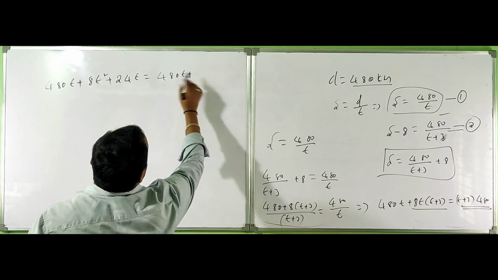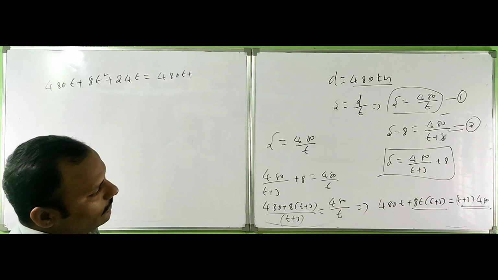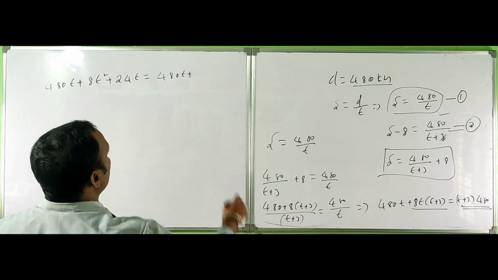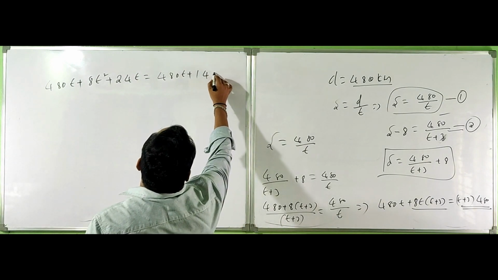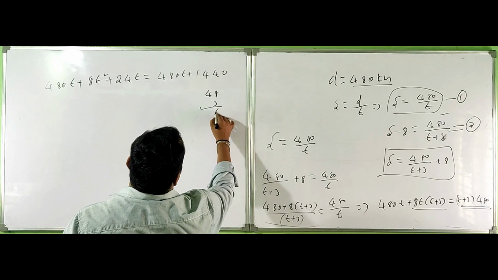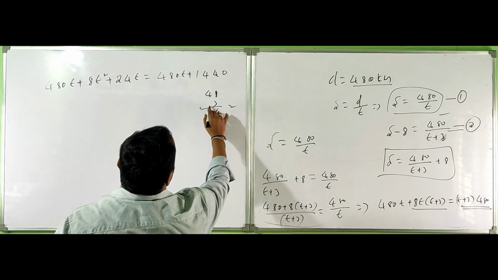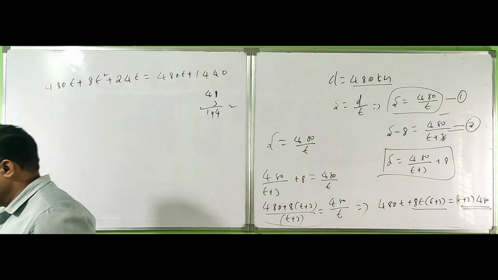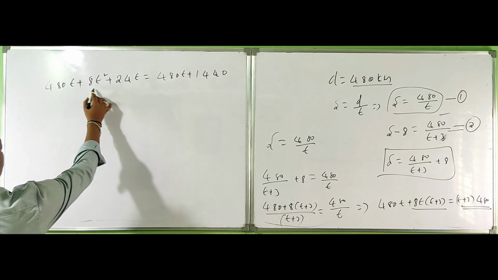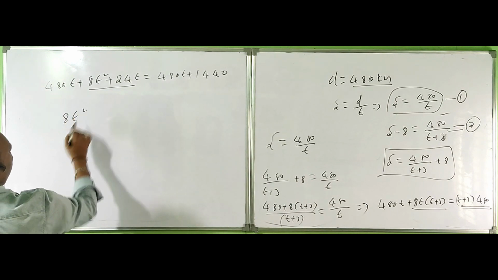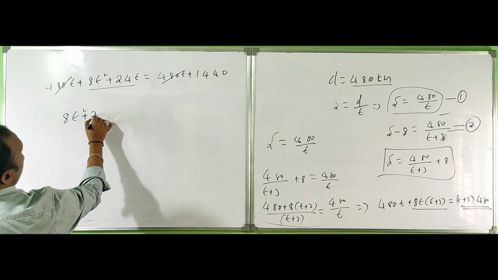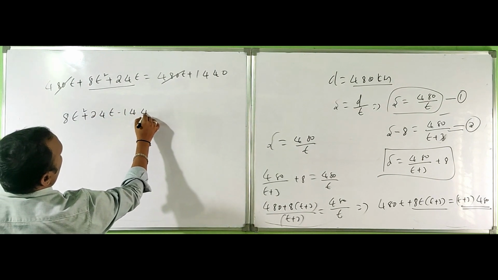480t plus 480 into 3. 480 into 3 is 1440. Okay, this equation becomes 8t square plus 480t, and 480t get cancelled, plus 24t minus 1440 is equal to 0.